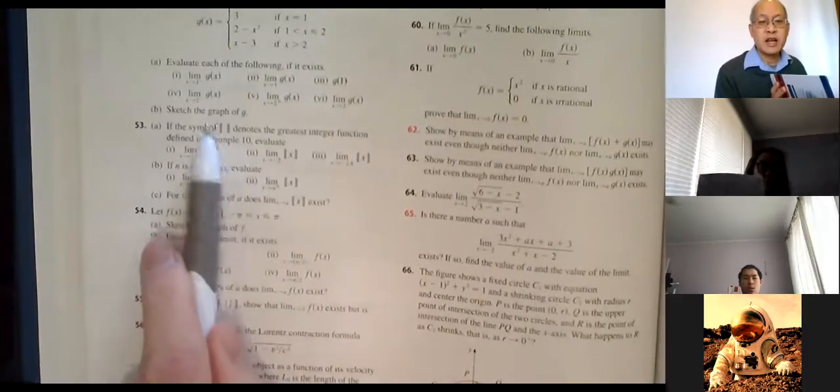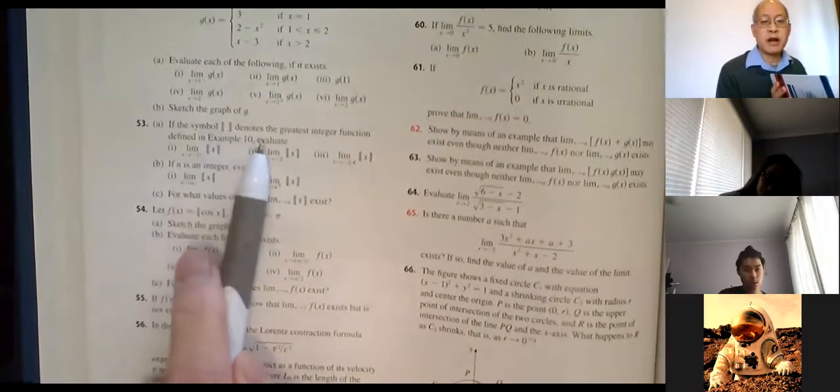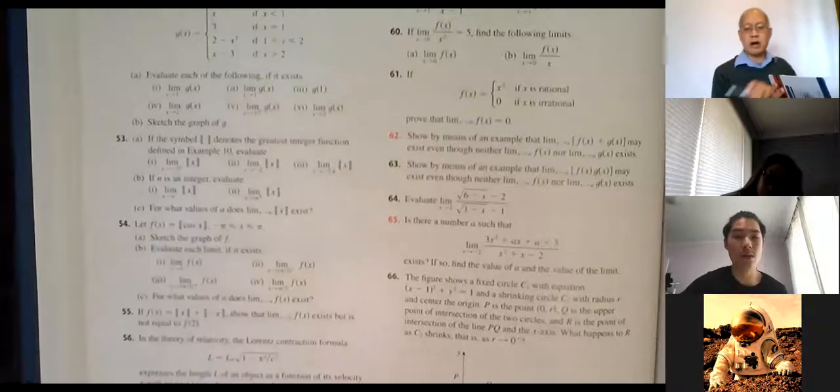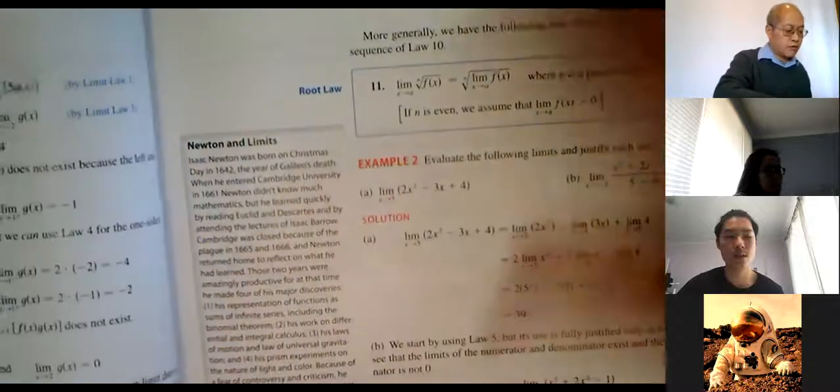It's kind of funny. It's like double brackets, the greatest integer function. Let me give you some questions about it. I just talked about it very quickly last time, but let me go over more on the greatest integer function.